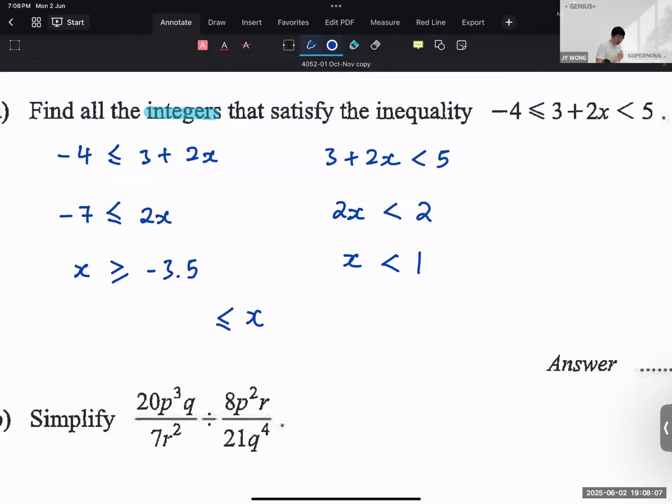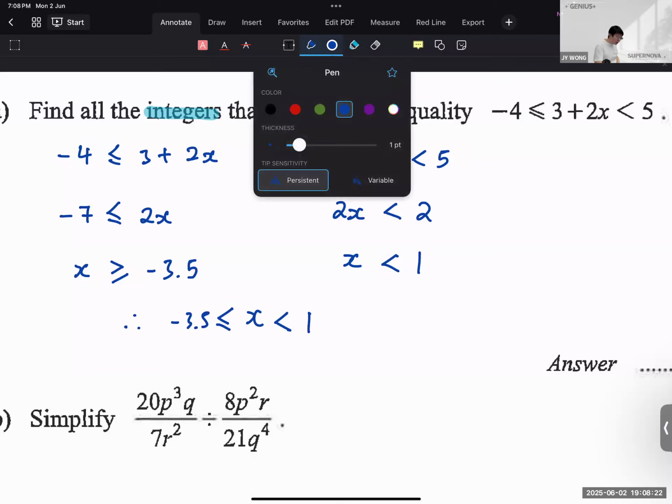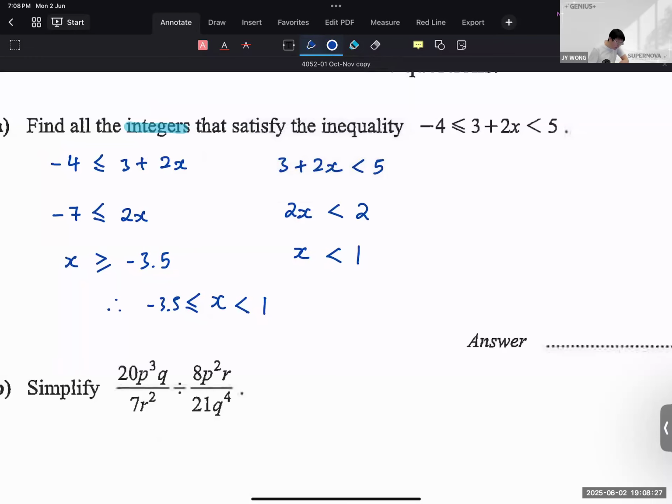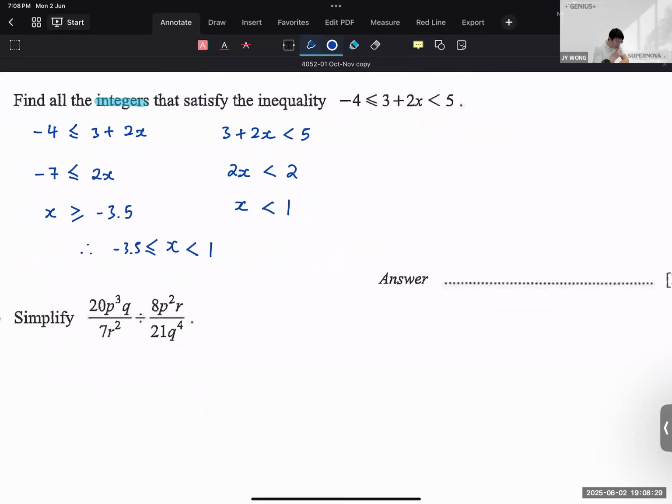So you write it this way, greater or equal than -3.5. And then this is smaller than 1. So you must write this. This is technically so-called your solution. So that carries 1 mark, 1 answer mark. Okay? So for splitting and then solving them correctly, you get 1 mark. For synthesizing it, you get 1 mark. And then the last mark comes from what? What are all the integers from -3.5 to 1?